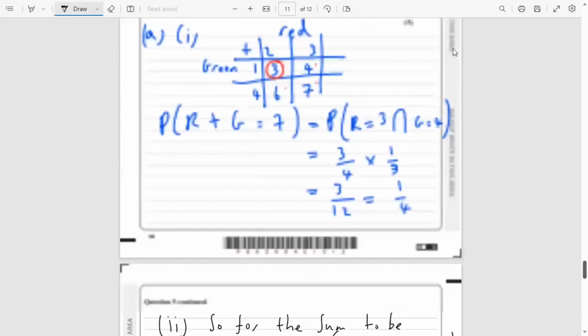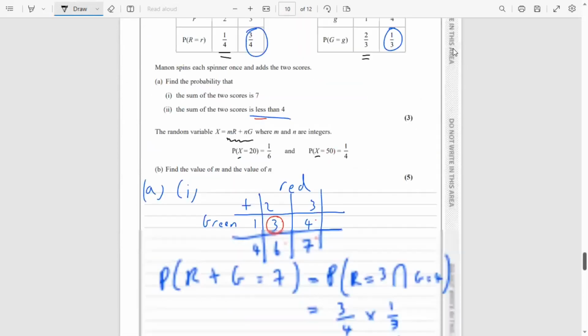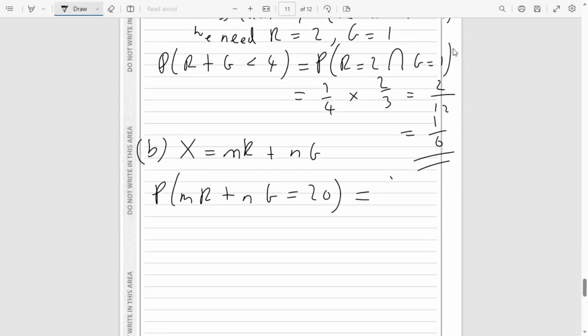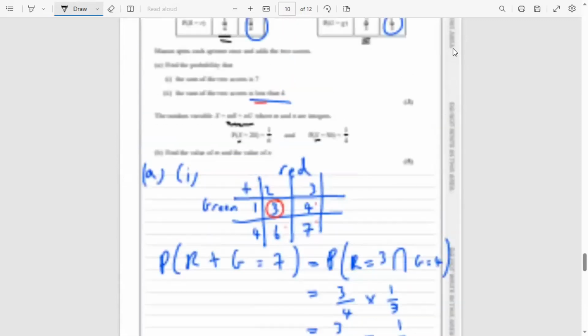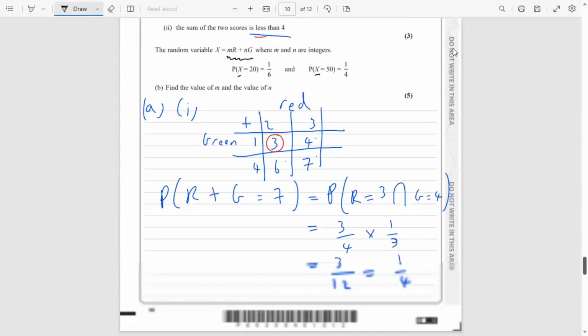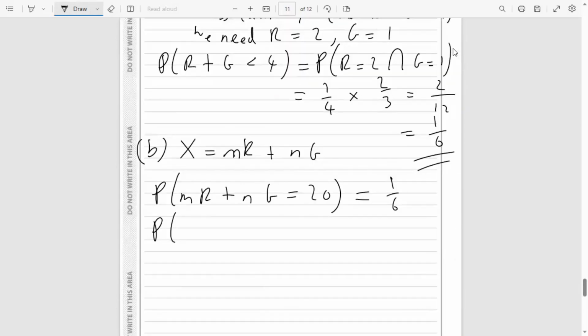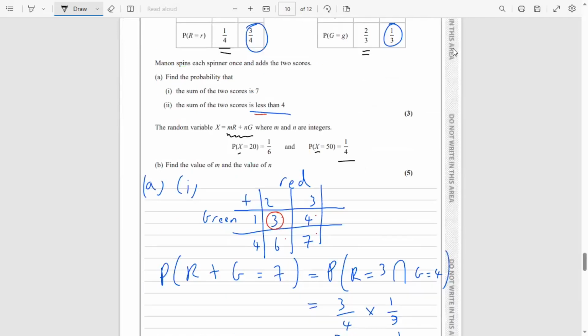And we know that that is equal to 1 over 6. Okay, so we've got 1 over 6 here. And then the next one was the probability that x is equal to 50. So again, the probability that mR plus nG is equal to 50. And that was 1 over 4, as we can see, scrolling back here, 1 over 4.